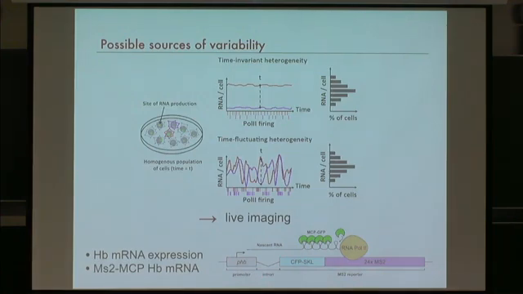Well, one way is to look at the dynamics, and so to perform live imaging. So this is what Natalie's lab has developed, is basically a way of doing live imaging and tracing the expression from the transcription factor binding.